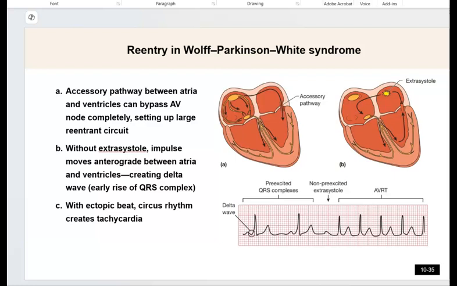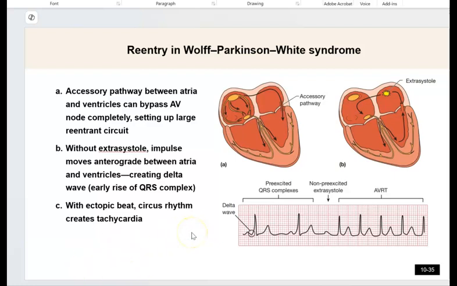Wolff-Parkinson-White was mentioned in that video as well. It's not a very common disease that you're going to see a whole bunch in practice, but it does exist, and it's important to understand what to look out for with that.